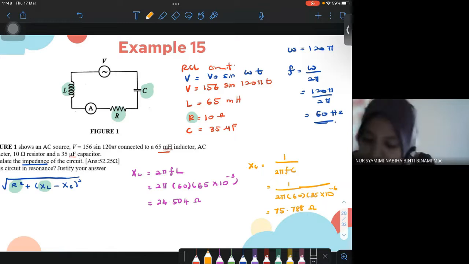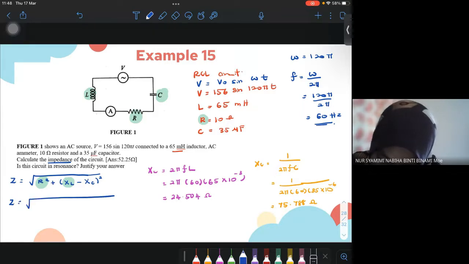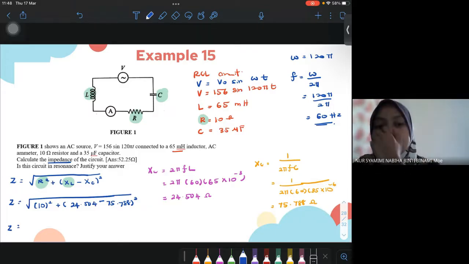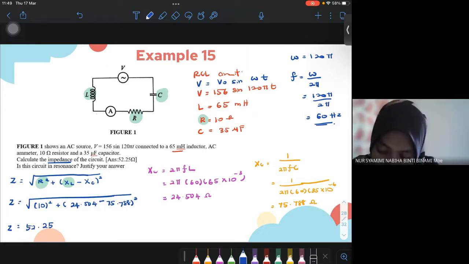Right, good. So dah ada XL, dah ada XC. So tolong saya kira berapakah nilai Z. 52.250 ohm. Right? So this is the impedance.